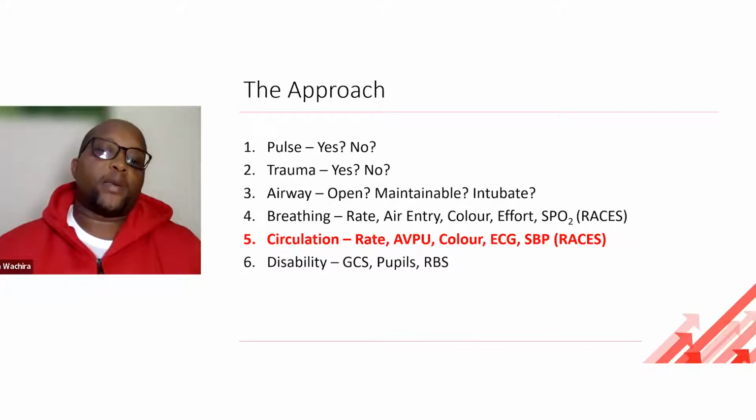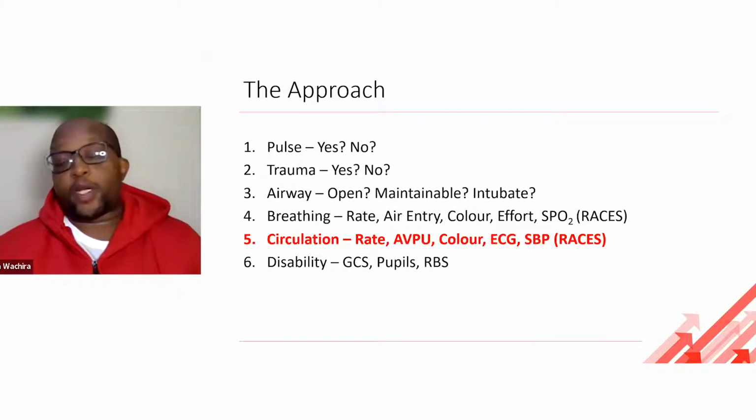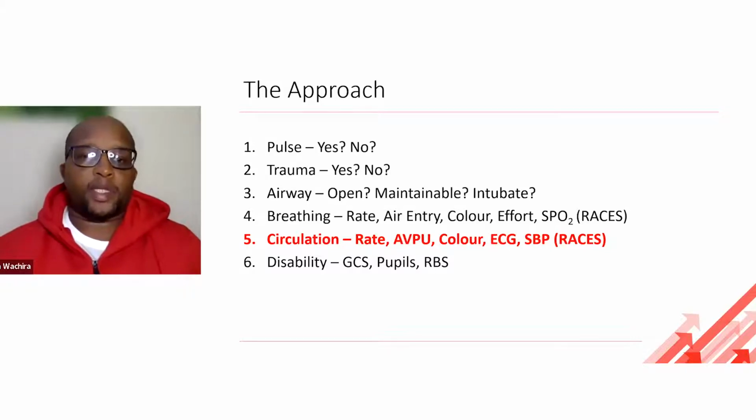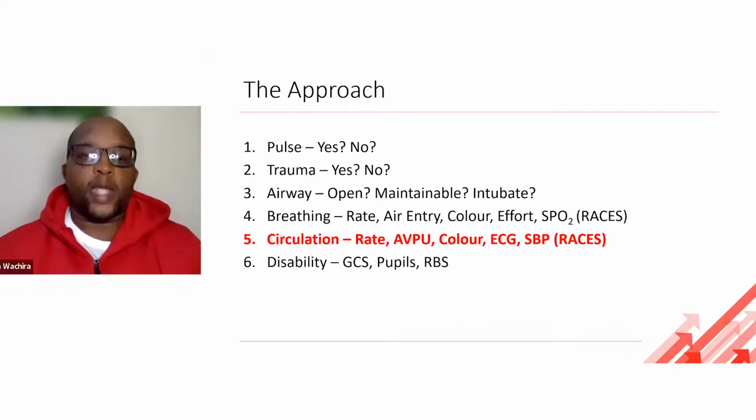And then we discussed the airway and breathing parts of it. So breathing, what I'm looking at is the patient's rate of breathing, air entry, color, effort, saturations. And then the mnemonic RACES captures that. And then circulation, we have rate, level of consciousness using AVPU, color, ECG, systolic blood pressure, and again, RACES is a mnemonic capturing that. So today we're on RACES.